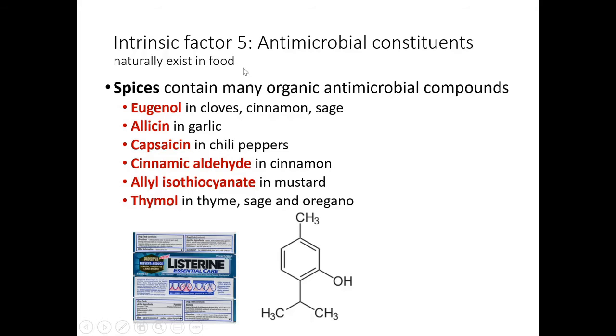So the next intrinsic factor is antimicrobial constituents. These are just naturally existing antimicrobial compounds in the food. For spices, we have eugenol, which is inside of cloves, cinnamon, and sage. Then we have allicin, which is inside of garlic. Then we have capsaicin, which is in chili peppers. We have cinnamic aldehyde, which is in cinnamon. We have allyl isothiocyanate, which is in mustard, and then thymol, which is in thyme, sage, and oregano. Okay? So one of these is going to be on the quiz, so make sure you know.